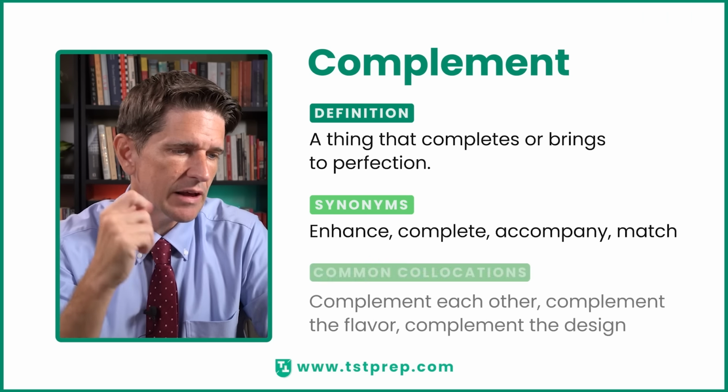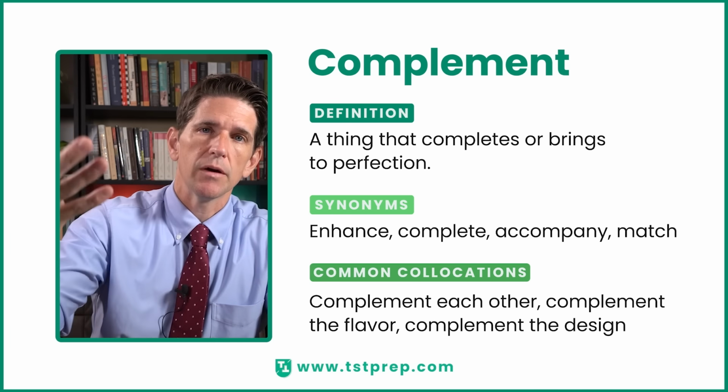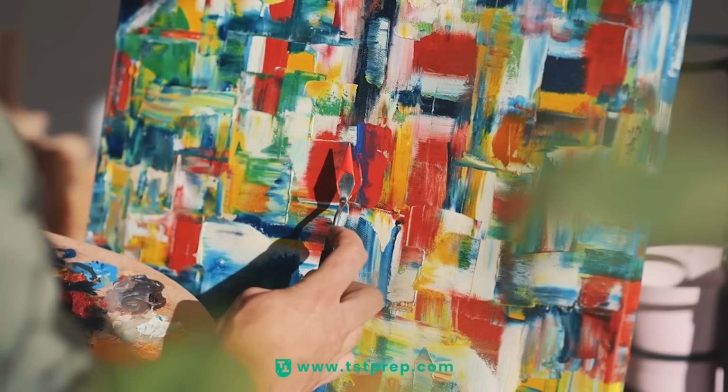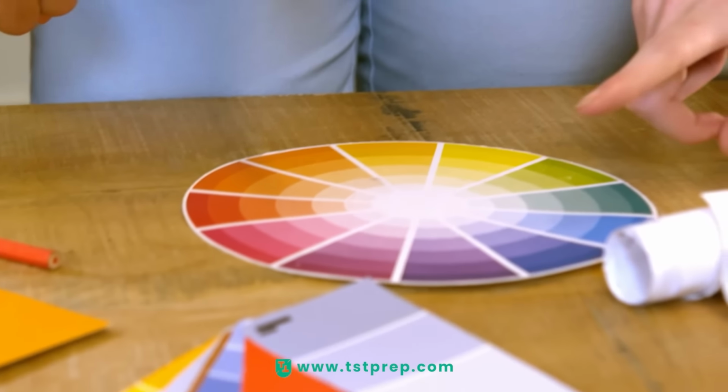A thing that completes or brings to perfection. If something complements, it makes it better. But we can also use it in talking about art. Let's say the colors of that painting. This color complements that other color very well. It makes the other one look better.